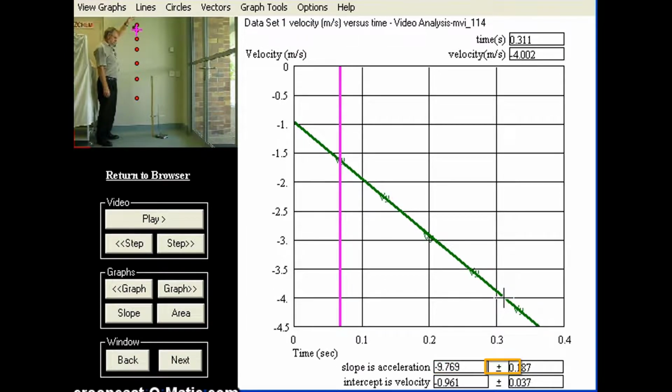Of course, there's some uncertainty too because it's impossible to position the red dots perfectly. Still, I'm very happy with that. This shows how powerful video analysis can be.